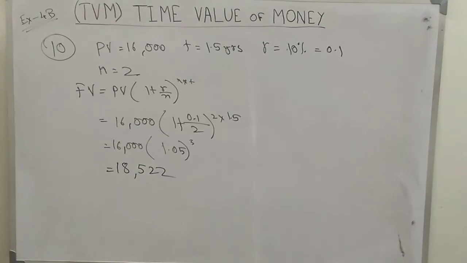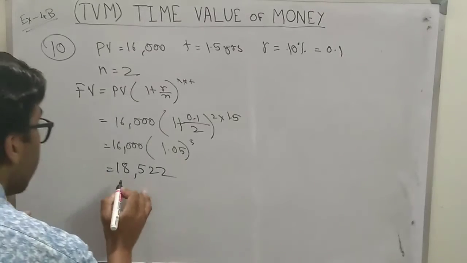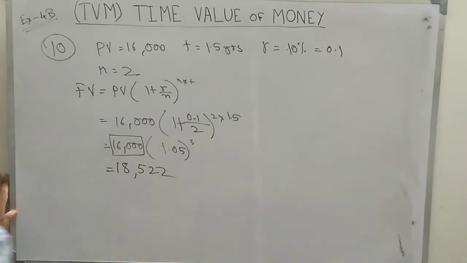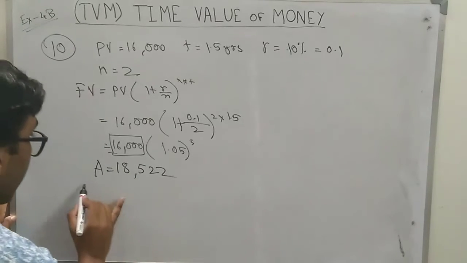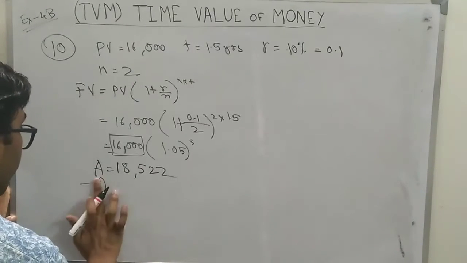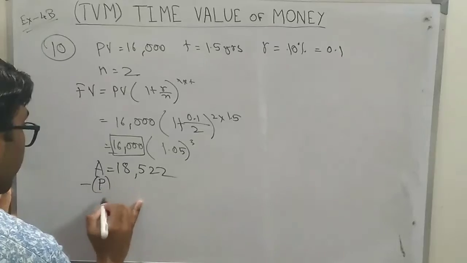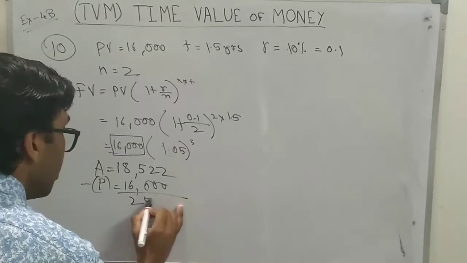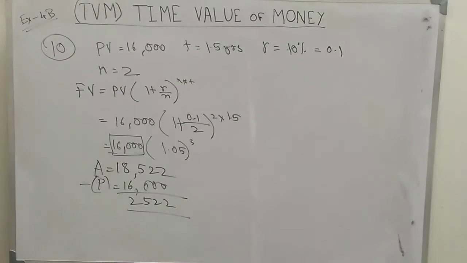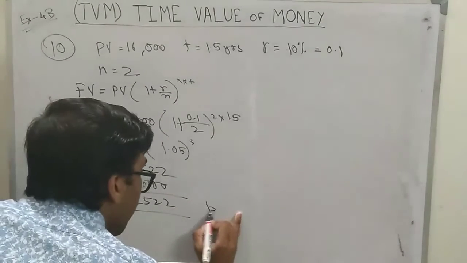The amount is 18,522. But this is the accumulated amount. You have to calculate just the interest. That means 16,000 was the principal amount, and this is the accumulated amount. Then minus 16,000, it is 2522. The compound interest will be 2522. That is option number B.